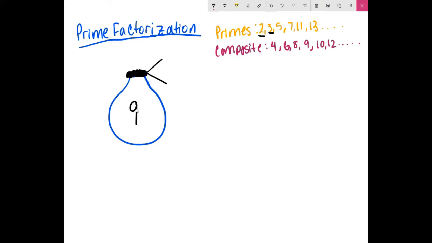9 is odd. So let's try to divide 9 by a smaller odd number, 3. 9 divided by 3 is 3. And 3 times 3 is 9. Both 3 and 3 are the same number. They're both factors of 9, and they're also prime. We can find them on our prime list here. So that means that we're done because we're able to untie the bag.